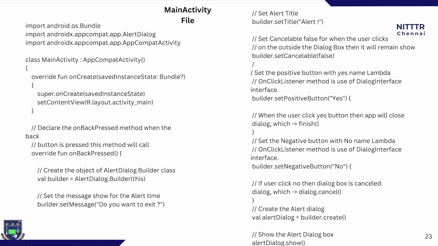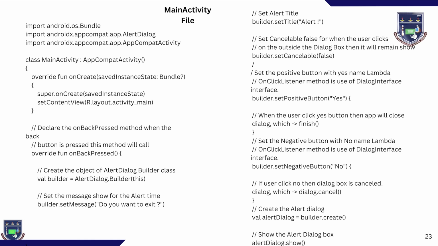Here we have to create the AlertDialog builder object to configure our dialog. Next we have to set the dialog properties. For that we use the setMessage method, which will display the message, "Do you want to exit?". Then we have the setTitle method, which displays the title "Alert". Then we have setCancelable(false), which ensures that the dialog does not close when tapped outside.